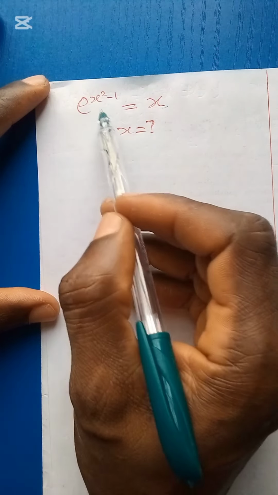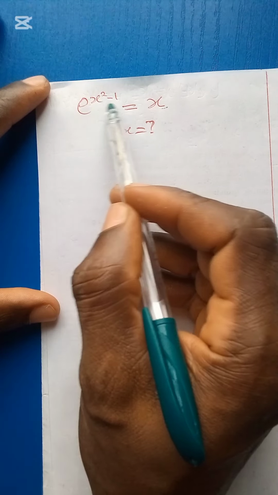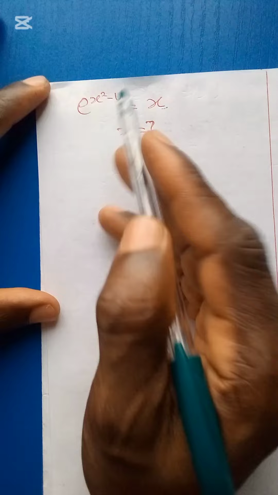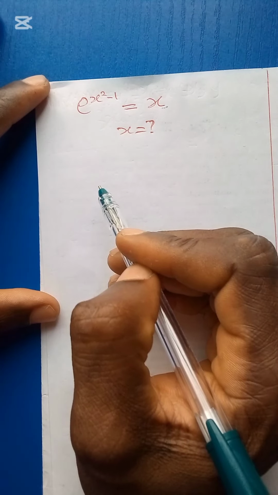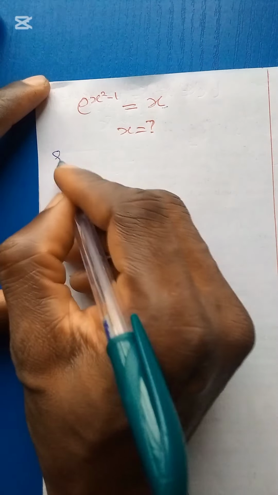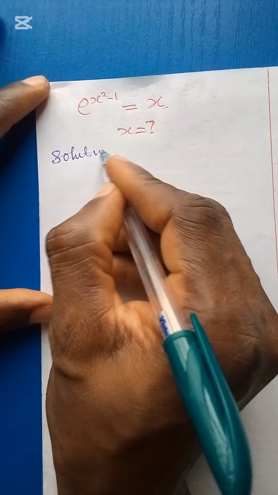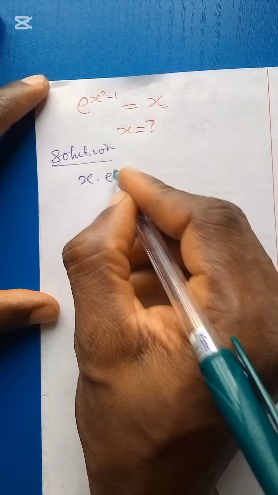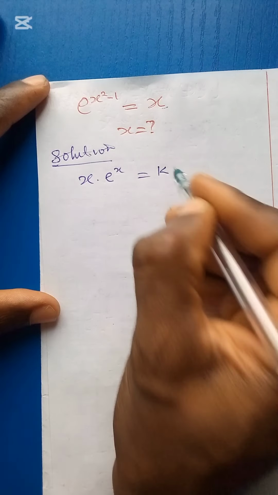When we look at this, we will see that this is a difference of two squares. But if we go by that, the method will be a bit cumbersome. So I'm going to rewrite the equation to be in this form: x times e raised to the power x equals a constant.